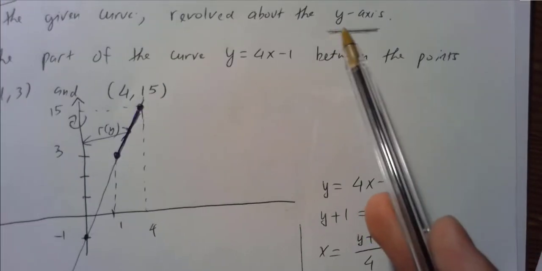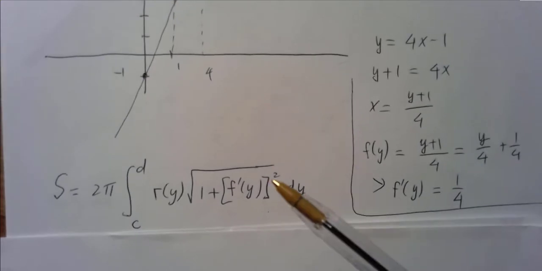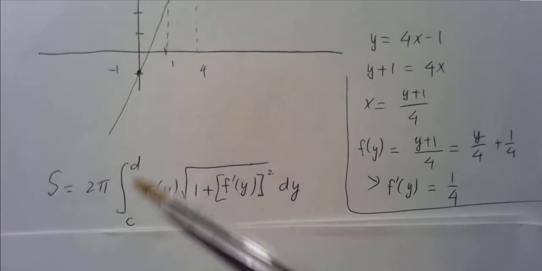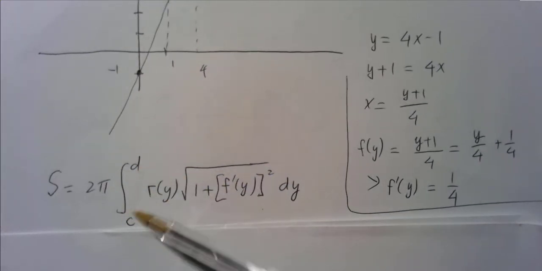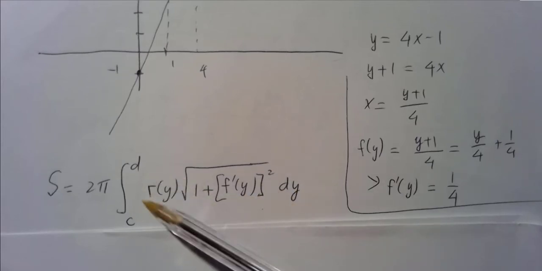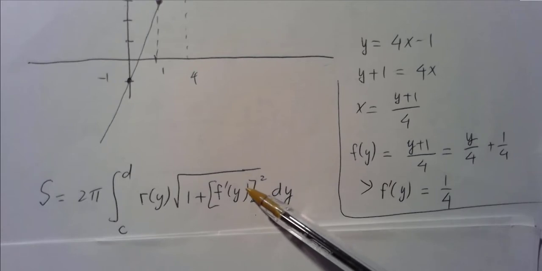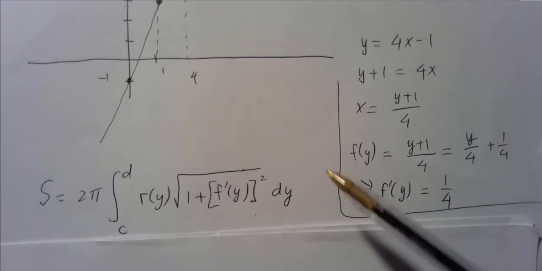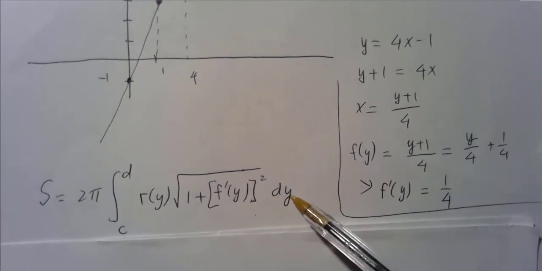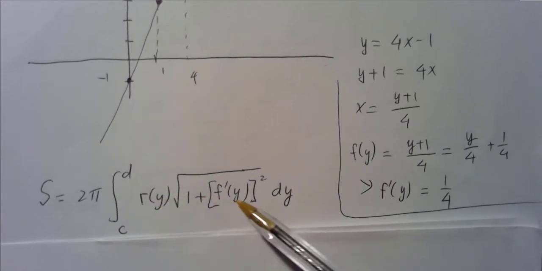Let's try with the y-axis in this case, and we can go from C to D. This is on the y-axis. It's running on the y-axis, and then this is the radius in terms of y, 1 plus f prime of y, the whole quantity squared, and then dy. So when you get dy, everything here should be in terms of y. There's no more x here.